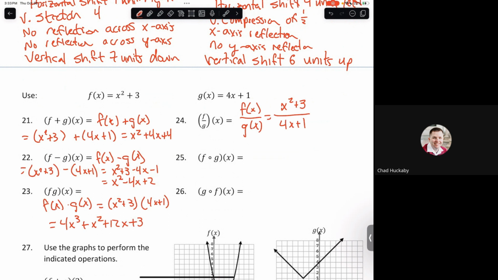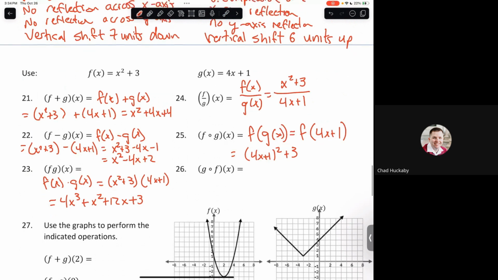Now these, the next two, are probably your least favorites because f o g, f composed with g of x, means that we take f and our input for f is the whole function g of x, which is the same as saying f of 4x plus 1, or 4x plus 1 quantity squared plus 3.